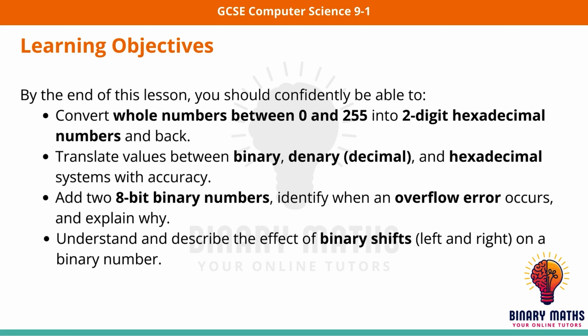Here's what we'll cover today: converting between denary, binary, and hexadecimal, like translating between languages, adding 8-bit binary numbers, and spotting overflow errors. So what happens when calculations exceed a computer's limits? And using binary shifts to multiply or divide numbers instantly. So stick around, we'll tackle examples for all of these number systems.